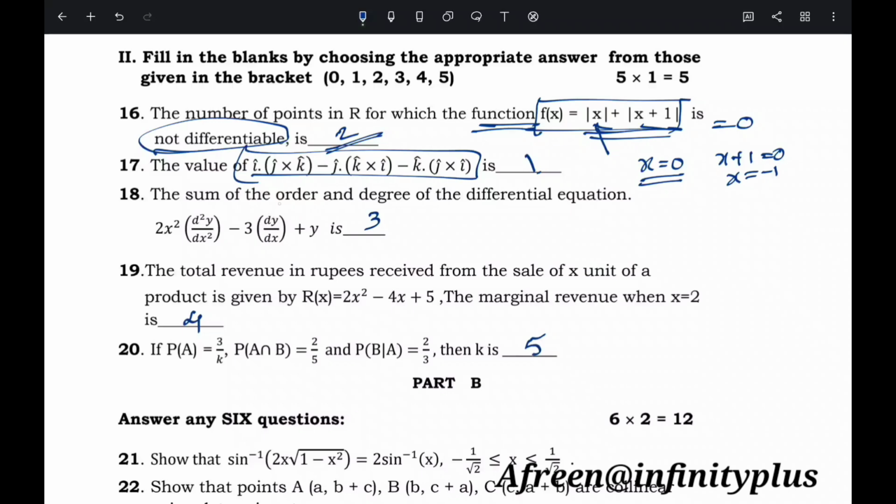And they are asking for the sum of the order and the degree of the differential equation. You people know that the order of this differential equation is 2 and the degree is 1. So the answer is 3. The 19th one, the answer is 4, and the 20th one, the answer is 5.